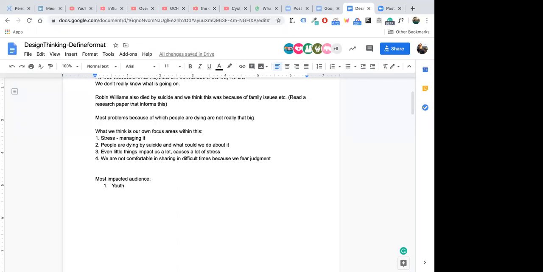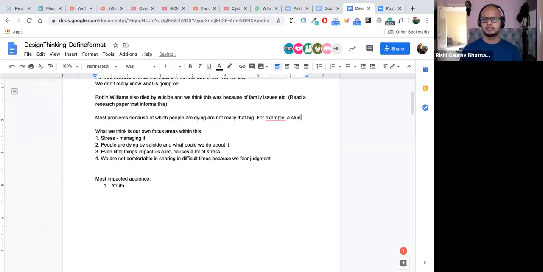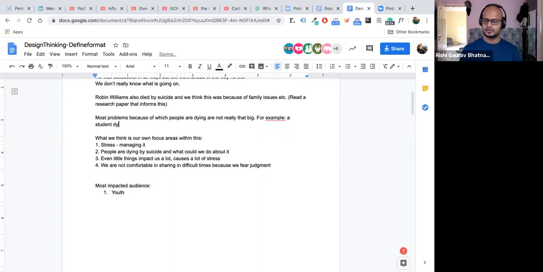Yes. Like, if a student dies by suicide in 10th class because she got an 8.4 pointer, that is actually not a problem. For example, a student dying by suicide in class 10th, even with an 8.4 GPA.